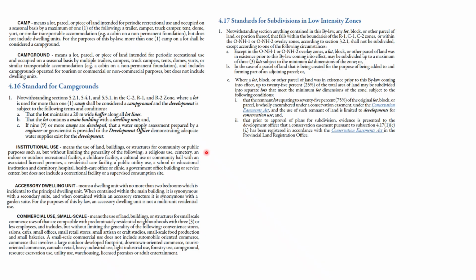An accessory dwelling unit. That's a secondary use in many zones. It's a dwelling unit with no more than 2 bedrooms, which is incidental to the principal dwelling unit. When contained within the main building, it is synonymous with a secondary suite, and when contained within an accessory structure, it is synonymous with a garden suite. For the purpose of this bylaw, an accessory dwelling unit is not a multi-unit residential use.